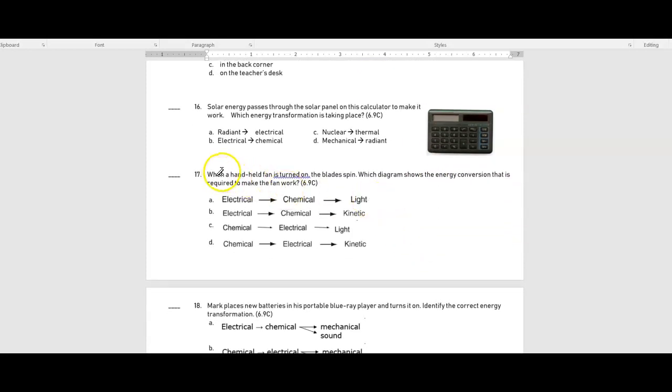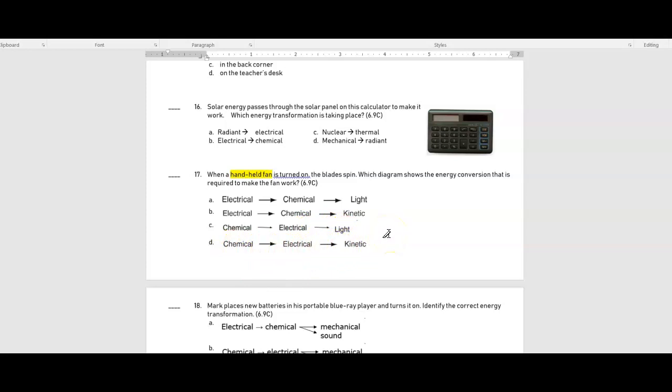Number 17. When a handheld fan is turned on, the blades spin. Which diagram shows the energy conversion that is required to make the fan work? So it's a handheld fan, like the ones in our lab, that are worked by batteries. So we have batteries that are making the fan move. Is that electrical to chemical to light? Electrical to chemical to kinetic? Chemical to electrical to light? Chemical to electrical to kinetic?